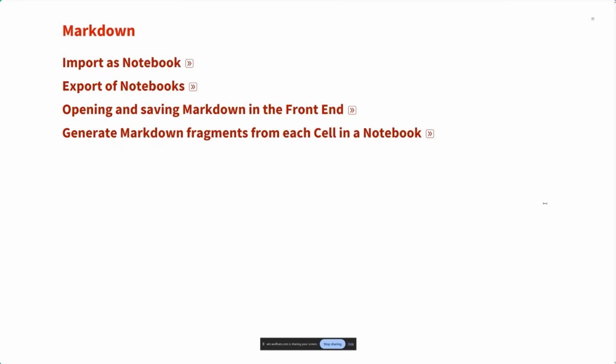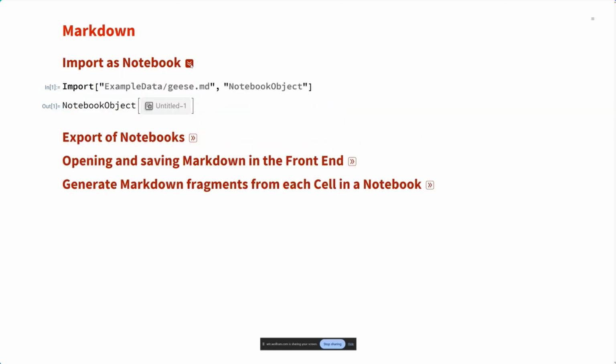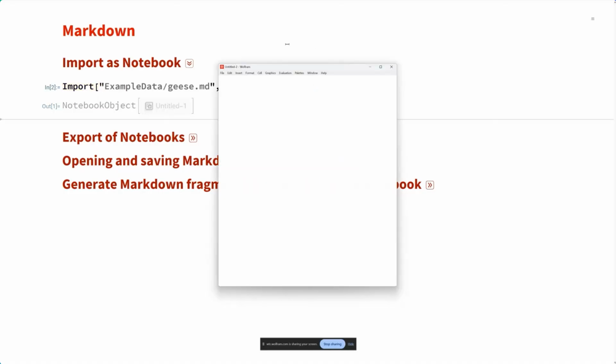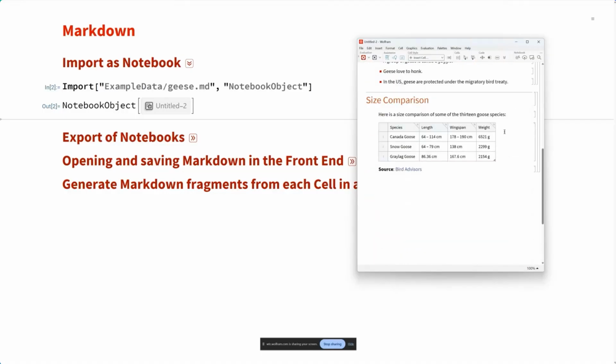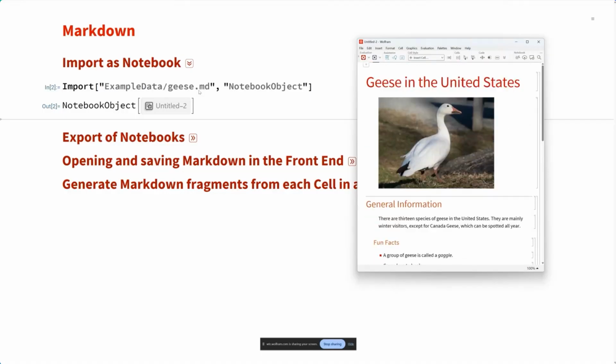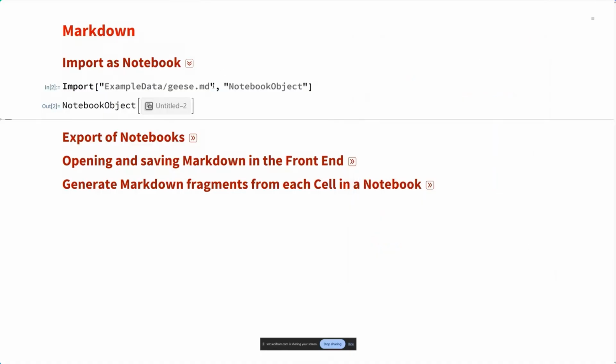All right, so Markdown. Markdown format was introduced recently in 14.2, if I'm not mistaken, but in version 14.3, we introduced new import elements. Now it's very easy to import Markdown documents as Wolfram Language notebooks, as shown here. It's enough to call import with a notebook object element. This is not the default import element. The default is plain text.